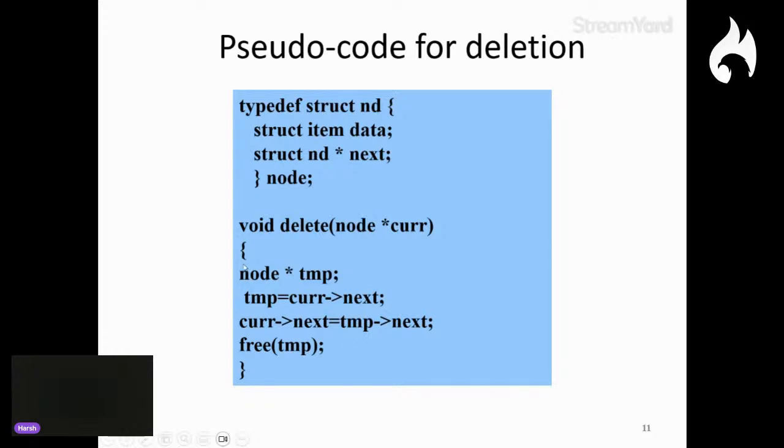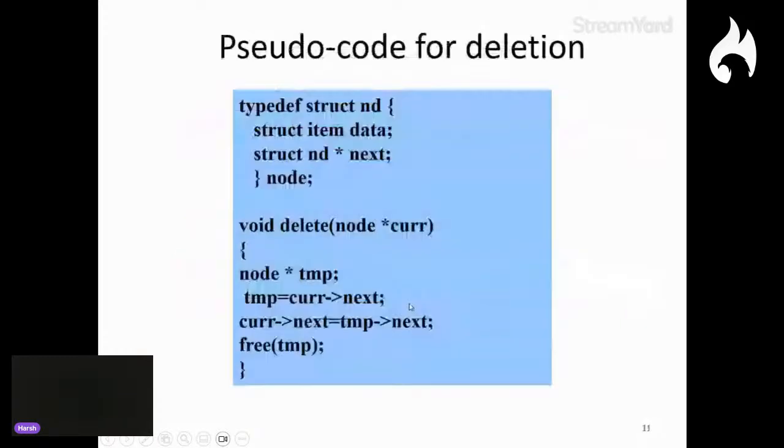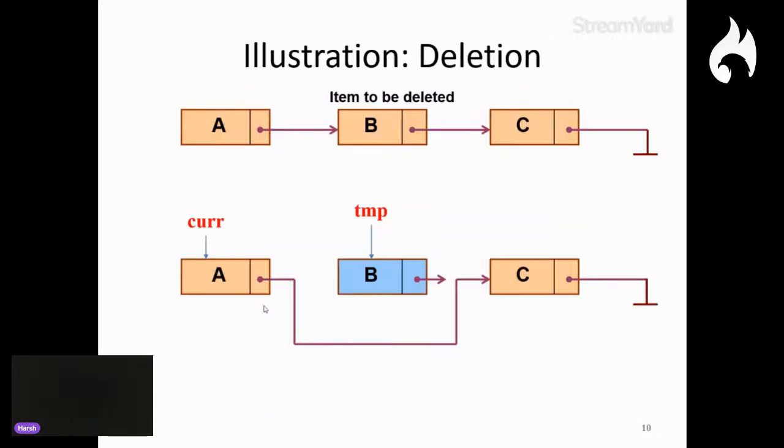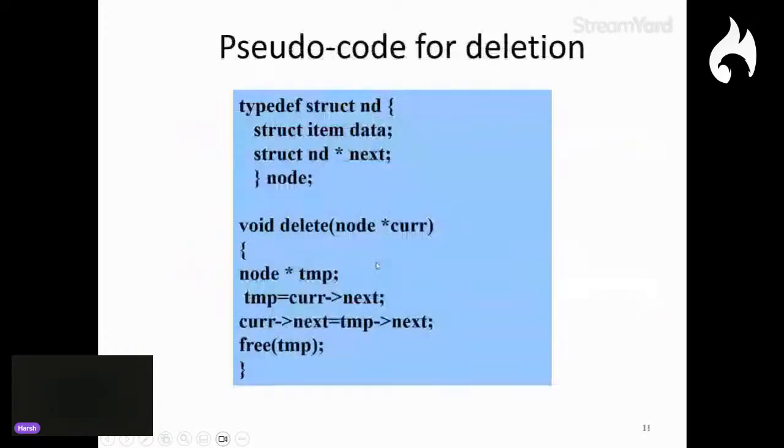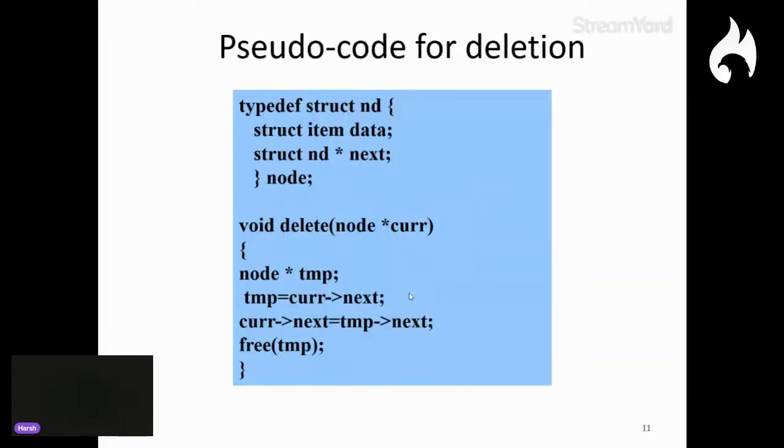So to give you another deeper explanation of this code, we have temp node temp. This is our temp. We are assigning temp to current next. Our temp was current next, which is B. Now we are assigning current next to temp next. So now our A is directly pointing towards C, and we are freeing this memory of B. So this way we are deleting a node in the linked list.